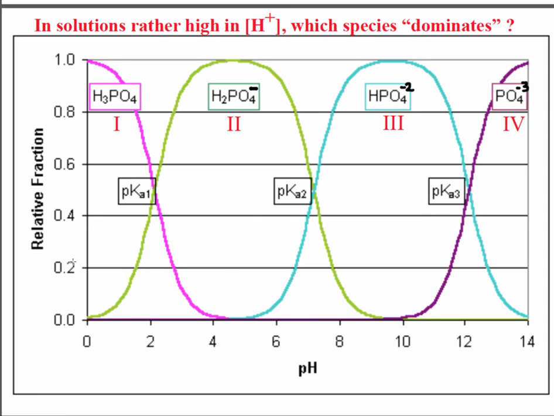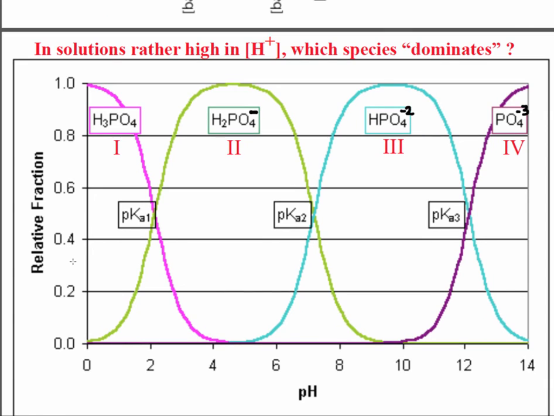Whoa. Do I really want to go here? I don't know if I do. Think about it. It's a tricky one. This is phosphoric acid. At a very low pH, phosphoric acid is totally protonated. At a very high pH, the phosphoric acid is totally deprotonated, and everywhere else in between.